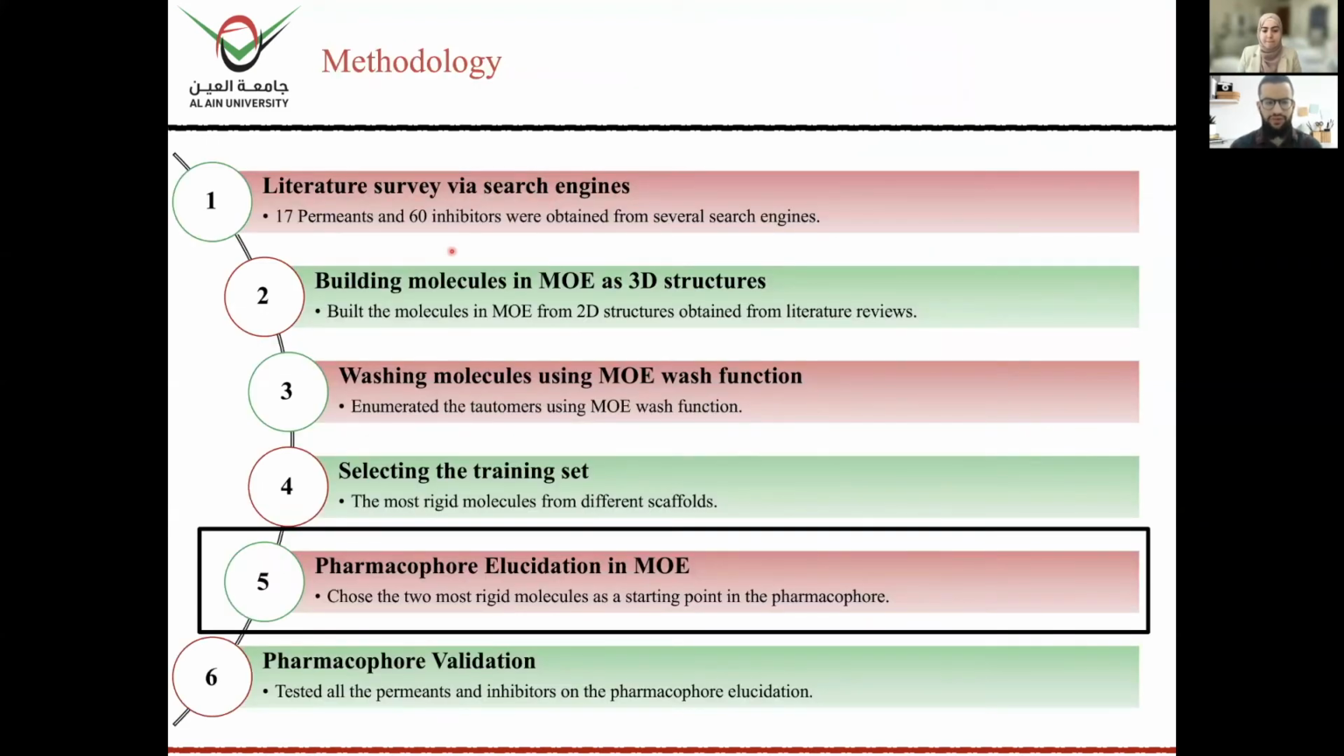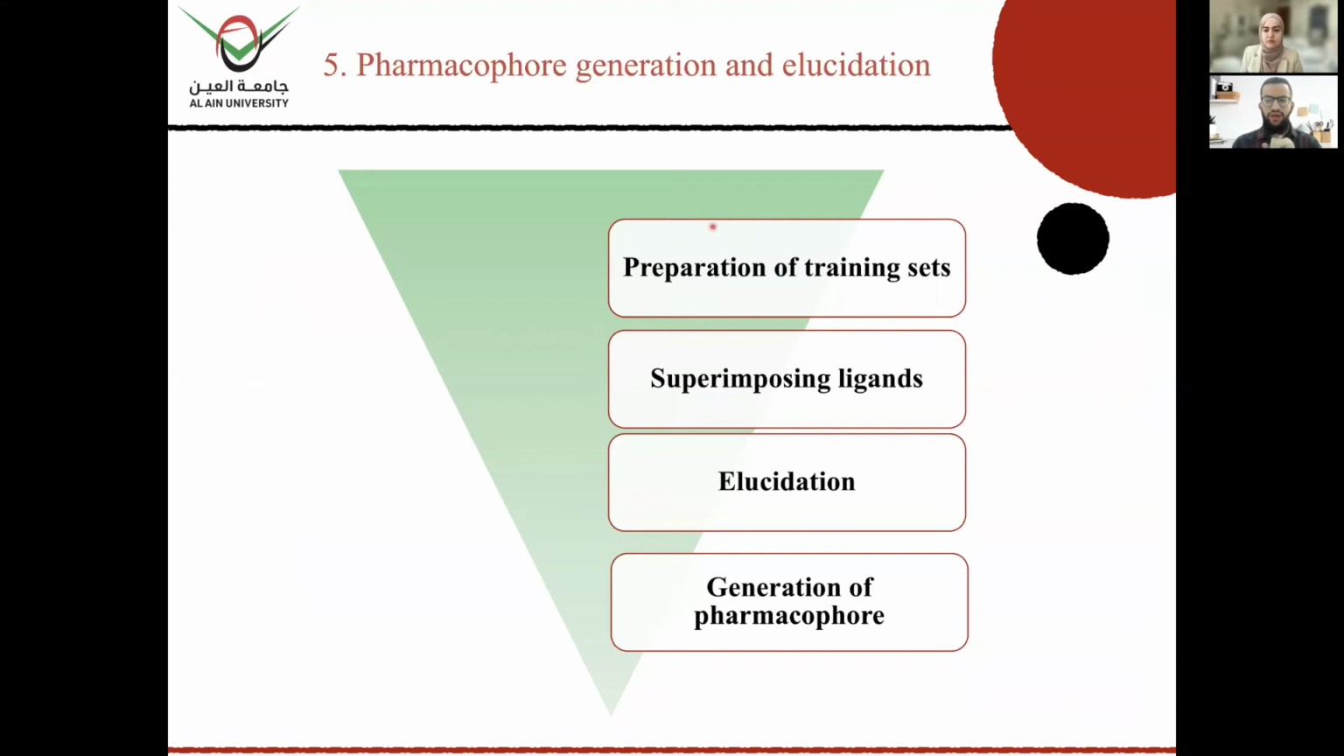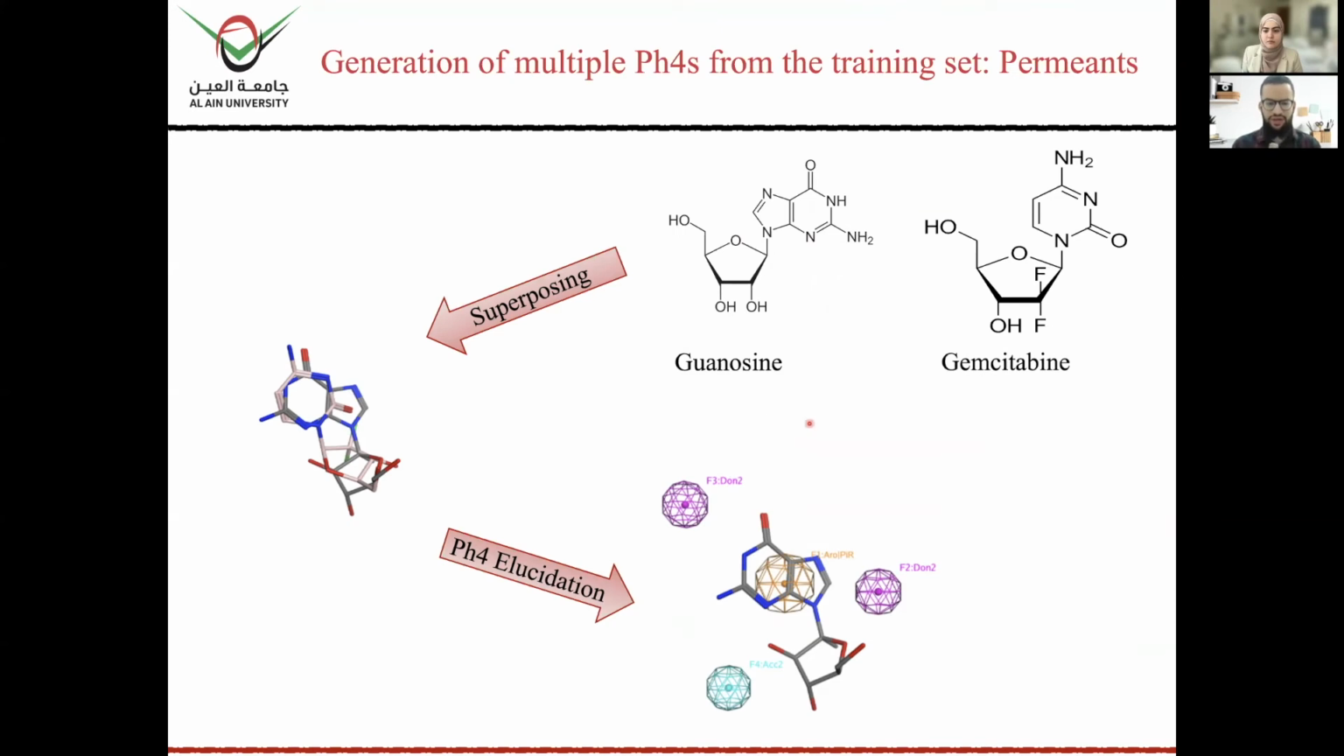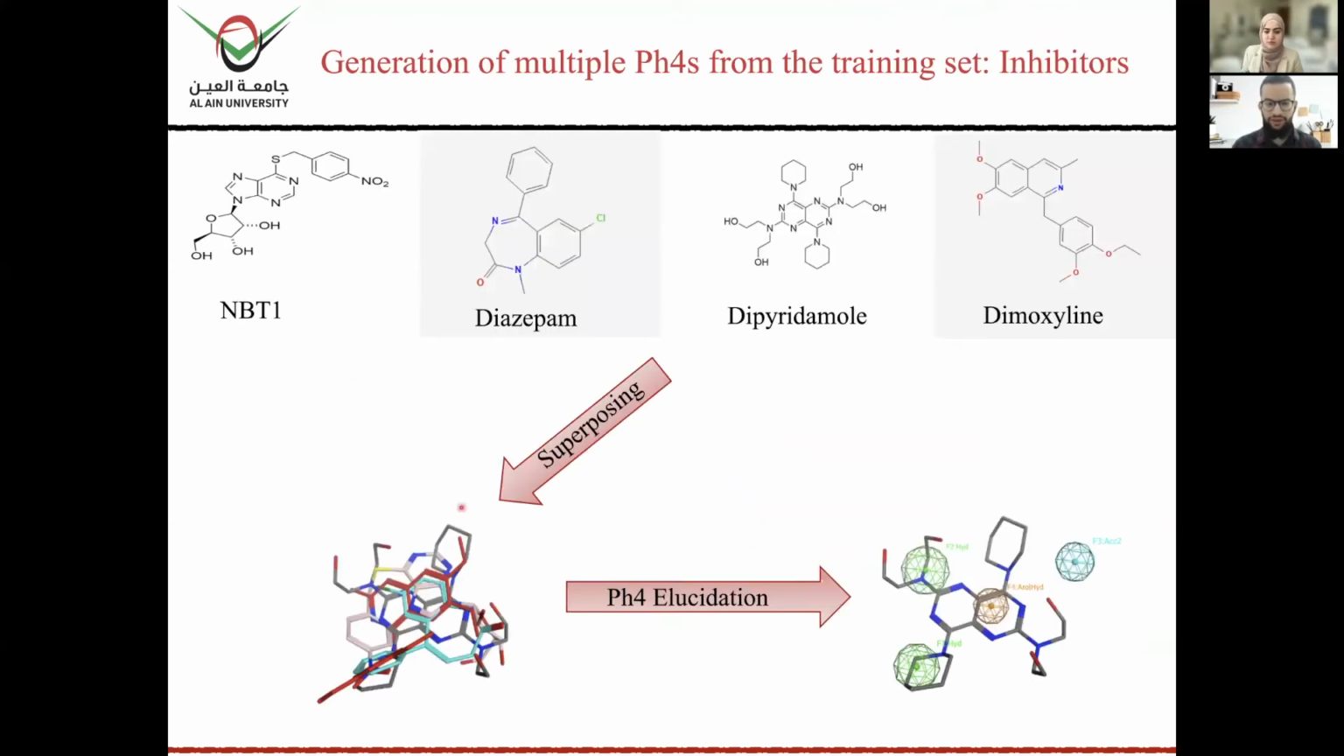The fifth step of the methodology was the pharmacophore generation and elucidation process, which has the following steps. First, the training set was prepared based on the rotatable bonds, molecular weight, Km, and Ki values. Second step was the superimposing of these ligands using the MOE software. Third step was the elucidation of each class separately. And the final step was the generation of the pharmacophores, and these diagrams represent the elucidation and the pharmacophore generation for the permeants, and the upcoming slide represents the inhibitors.